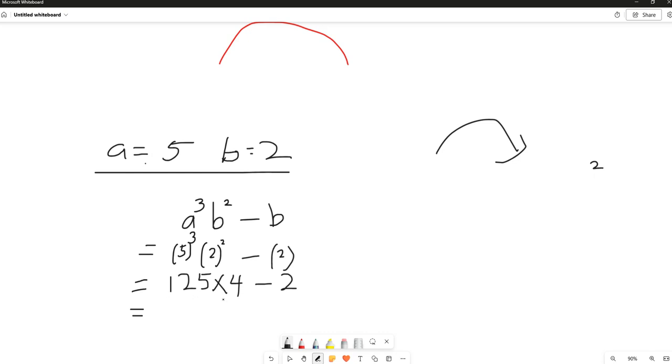So what you can do next, obviously, is to put them together. Now let's observe PADMAS. You will do the multiplication first, and you will notice that this is actually going to be 500. 125 times 4, do a mental calculation, and then this is going to be minus 2. Answer: 498.